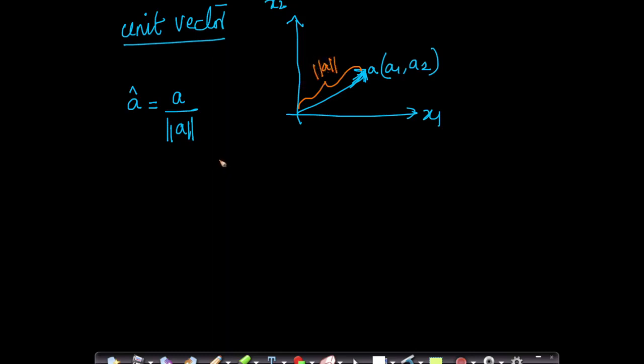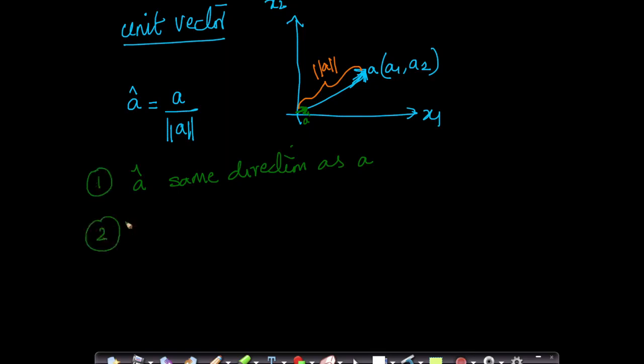So intuitively, a unit vector is a vector in the same direction as my original vector A. This green line is my A hat. It's in the same direction. That's important to know. So A hat is in the same direction as vector A, number 1.